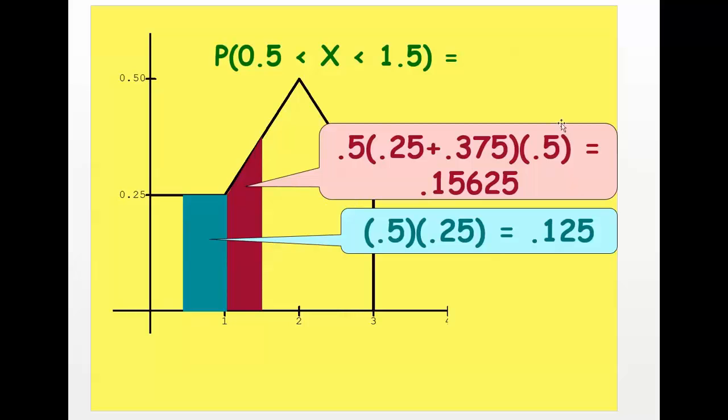So when I type all of that into the calculator, I get an area of 0.156. And then I just add the two numbers together. That gives a probability of 0.28 for that particular event.